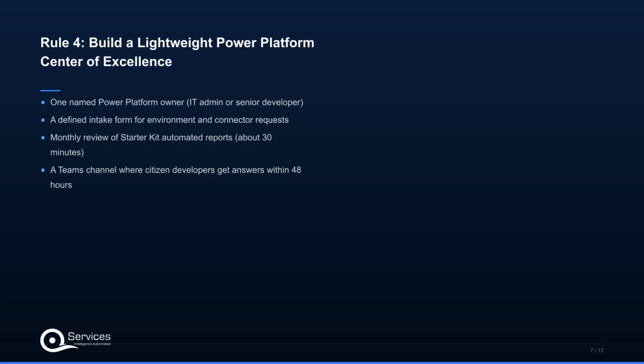Next up, Rule 4: build a lightweight Power Platform Center of Excellence. The Power Platform CoE is a governance structure, not just a software toolkit. For enterprises, it's a dedicated team. For SMBs, it's typically 1 or 2 people who own governance, backed by Microsoft's CoE Starter Kit to automate the routine overhead. Setting up a Power Platform Center of Excellence for SMBs doesn't require new headcount. It requires assigning clear ownership.